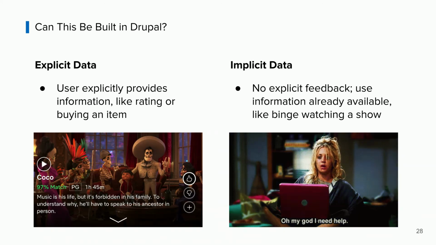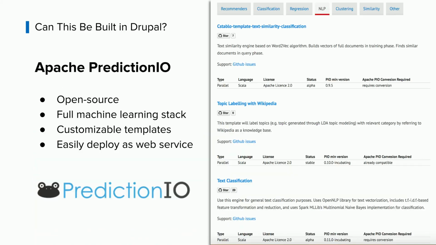So for example, where in the explicit case, I was rating a movie that I like it or not. In the implicit case, maybe I binge watch 5 seasons of American Horror Story in 3 days, and maybe I like this show. Maybe. So that's kind of an example of implicit data where I can figure out that, oh, this is what the user likes.